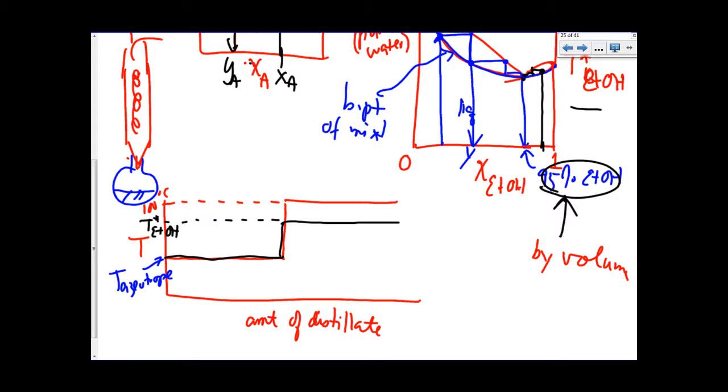So this black curve right here is what you would get if you have something that's already richer than 95% ethanol to begin with. Of course, these are ideal plots, so in reality, you might get a curvature there, and the same thing for the other plot for water, for the mixture that's less than 95% ethanol.